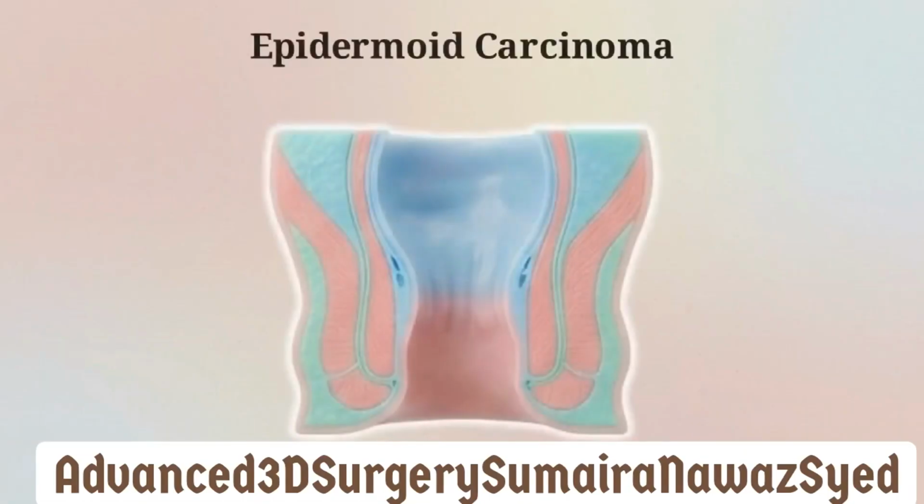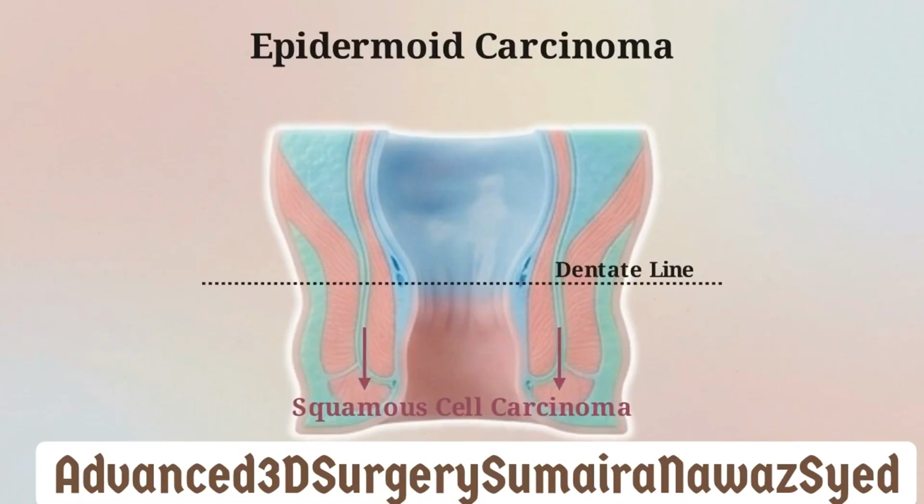This diagram maps the most common malignant threat: epidermoid carcinoma. Vectors below the dentate line show squamous cell carcinomas. Vectors above indicate transitional cell carcinomas. Presenting as a hardened ulcer, it invades downward into mucosal layers, causing persistent rectal bleeding.